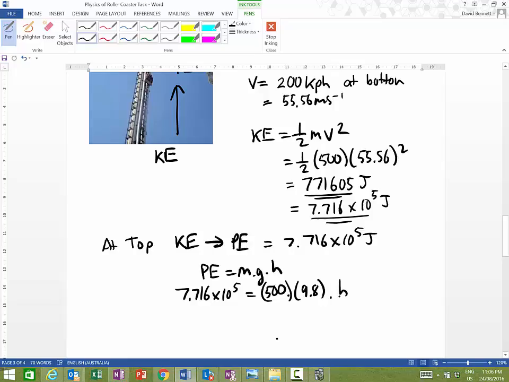You could have rearranged this equation before then, and said that h is equal to potential energy over mg. It's probably a better way of doing it because then you only have to write it once and you can go straight to the answer. So therefore h is equal to 7.716 times 10 to the 5 all over 500 times 9.8.